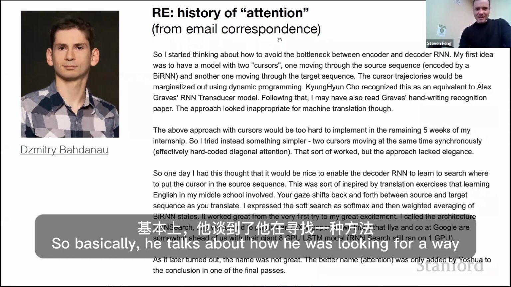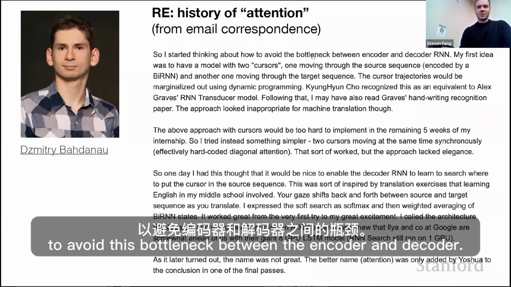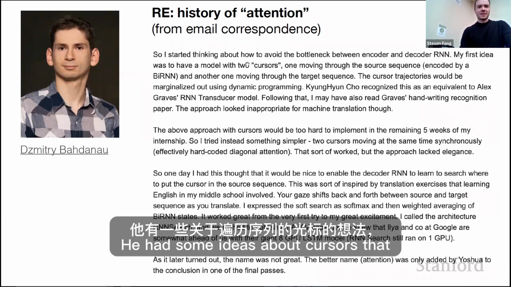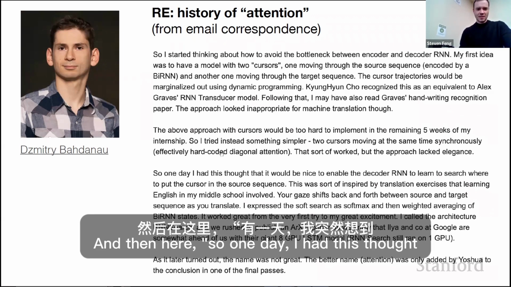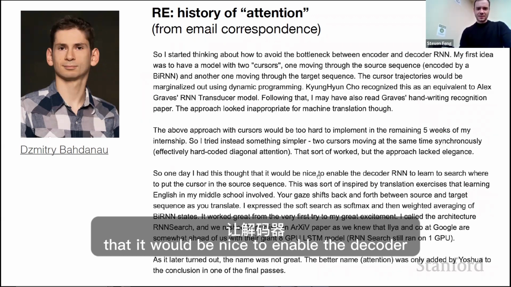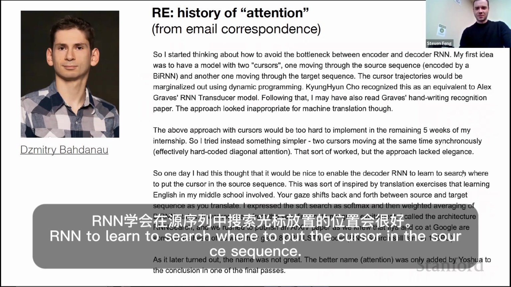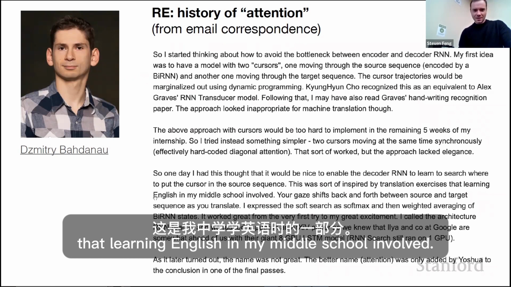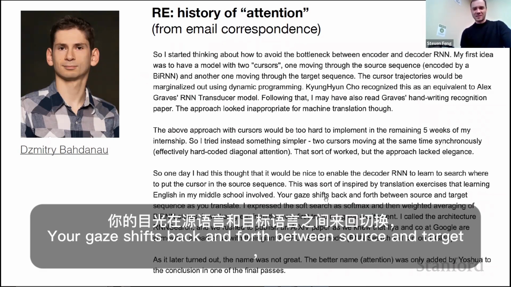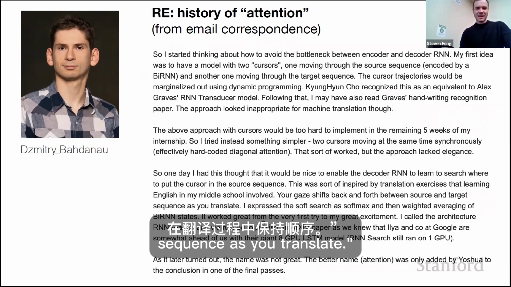Basically, he talks about how he was looking for a way to avoid this bottleneck between the encoder and decoder. He had some ideas about cursors that traverse the sequences that didn't quite work out. And then, one day, I had this thought that it would be nice to enable the decoder RNN to learn to search where to put the cursor in the source sequence. This was sort of inspired by translation exercises that learning English in my middle school involved. Your gaze shifts back and forth between source and target sequence as you translate.